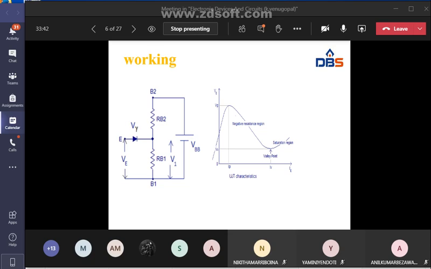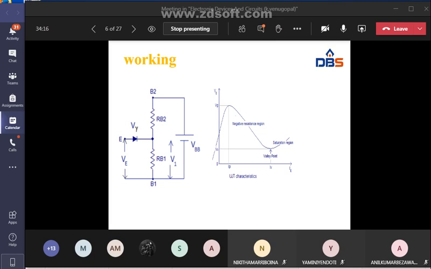So what is the difference between the positive resistance region and the negative resistance region? In the positive resistance region, if you increase the voltage, the current also increases. But in the negative resistance region, as we increase the voltage, the current decreases. See here, the x-axis is emitter current and the y-axis is emitter voltage.